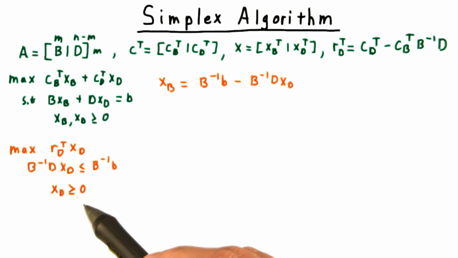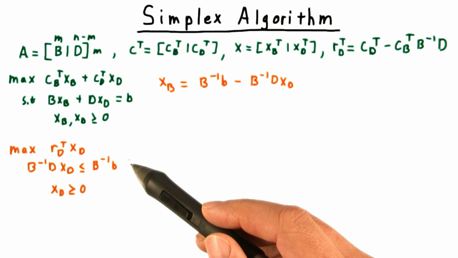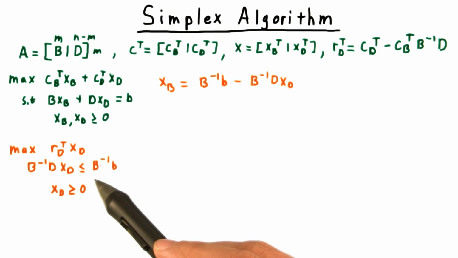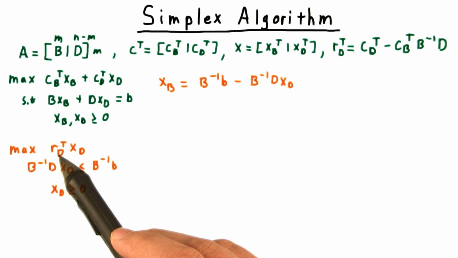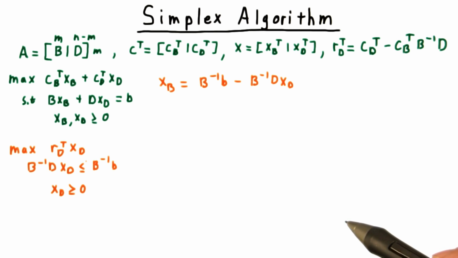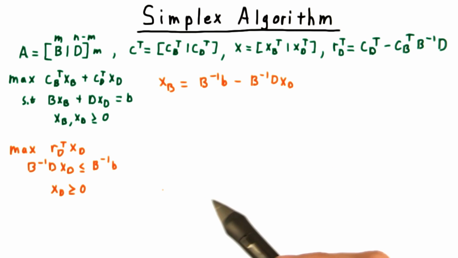Note that x_D equals 0, the current situation for the algorithm, is feasible, and it's easy to see a way to improve the objective value just by looking at the vector r_D. Our real goal, however, is not just to climb uphill, but to figure out which column should enter the basis.